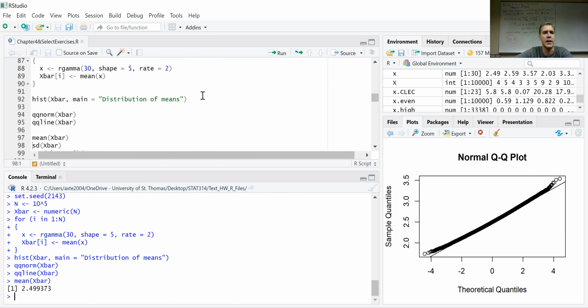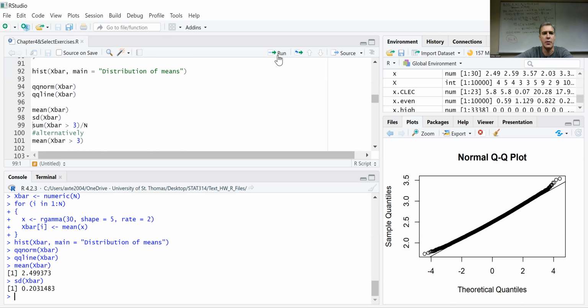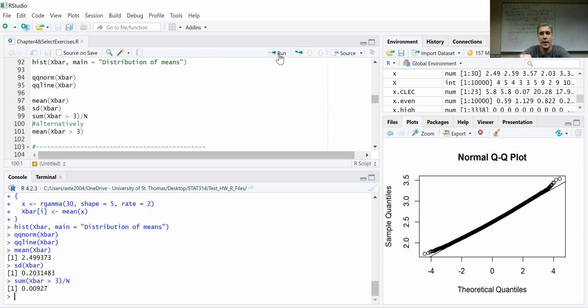And now I'm looking for my standard deviation. And I get 0.2031483. This is the standard deviation of x bar, not the original one. If you calculate 1.118 divided by root 30, you should get about 0.2. And then I'm looking for the number of times that x bar exceeded 3, and then I'll divide it by capital N, 10 to the 5th, for the probability. I get 0.00927, and we got 0.00714. So we've got approximately the same value.